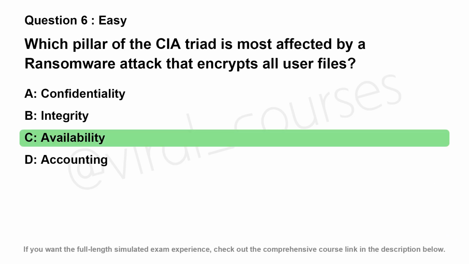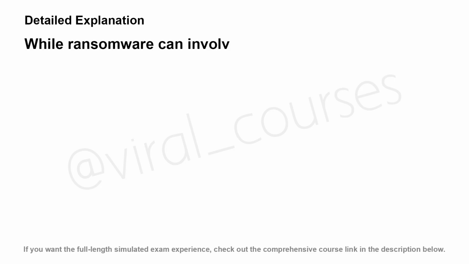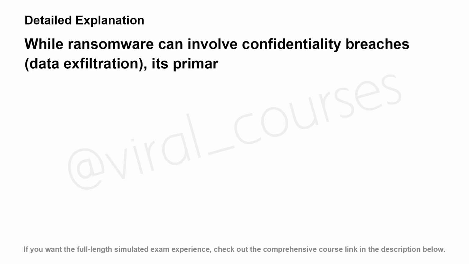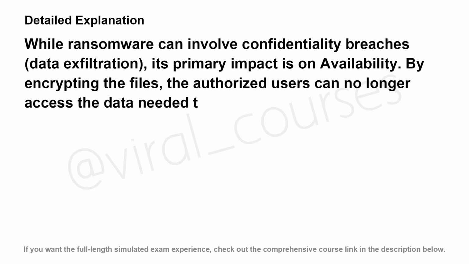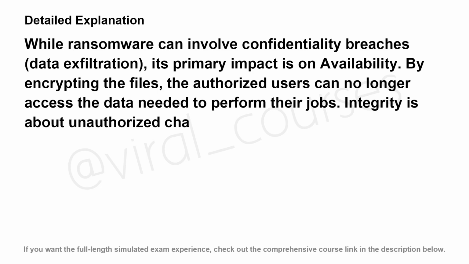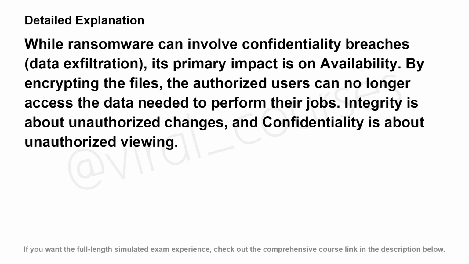The correct answer is C. While ransomware can involve confidentiality breaches, such as data exfiltration, its primary impact is on availability. By encrypting the files, the authorized users can no longer access the data needed to perform their jobs. Integrity is about unauthorized changes, and confidentiality is about unauthorized viewing.